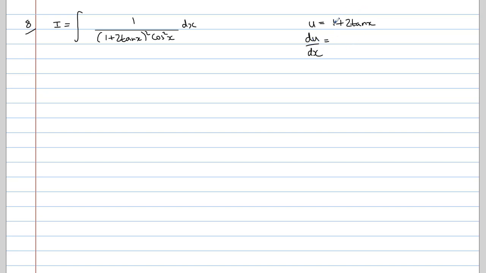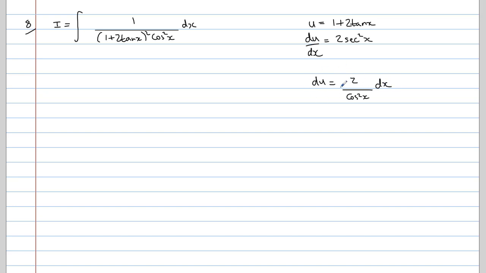If I differentiate 1, I get 0, and if I differentiate tan x, that gets sec squared x, that's in the formula book, so this just becomes 2 sec squared x. Remember, sec squared x is really 1 over cos squared x, so I could write this as du equals 2 over cos squared x multiplied by dx.